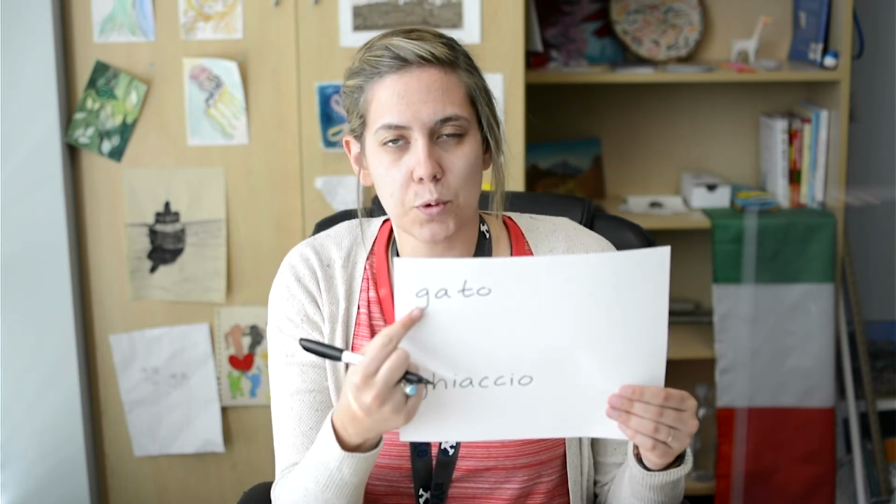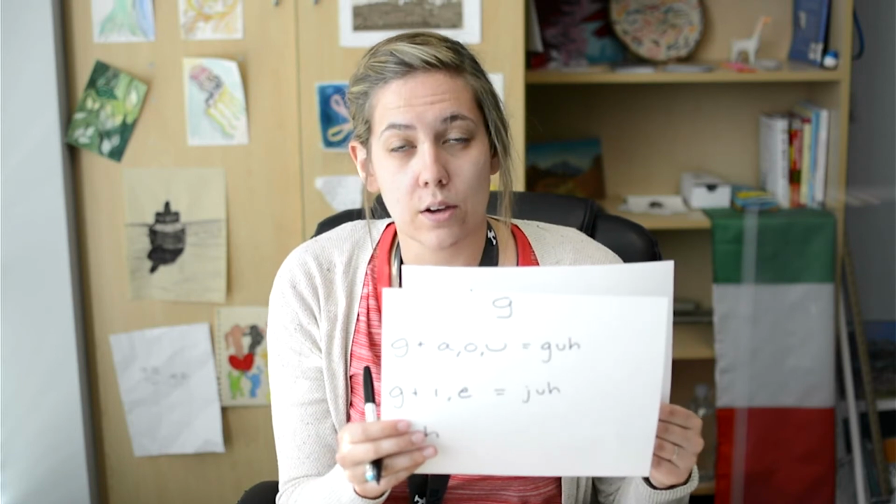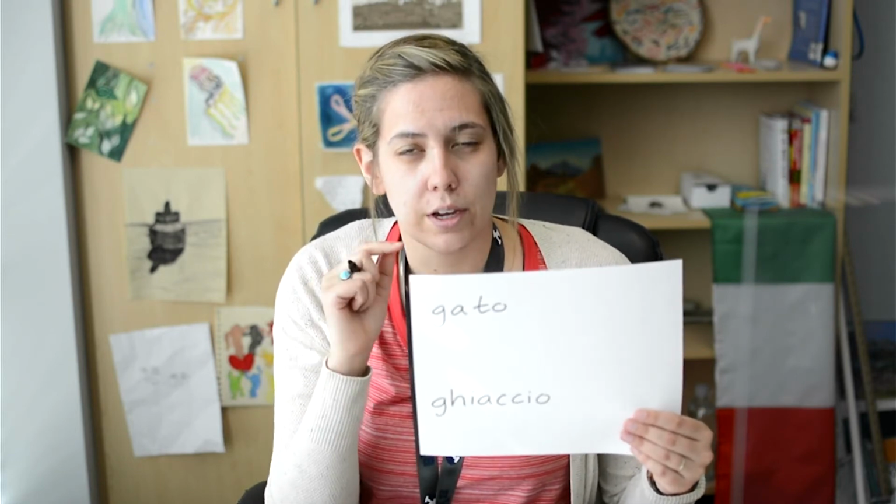I'm going to put down a couple examples. My first example is the word gatto. This is using that G plus A, O, and U, so that makes the G sound, gatto.